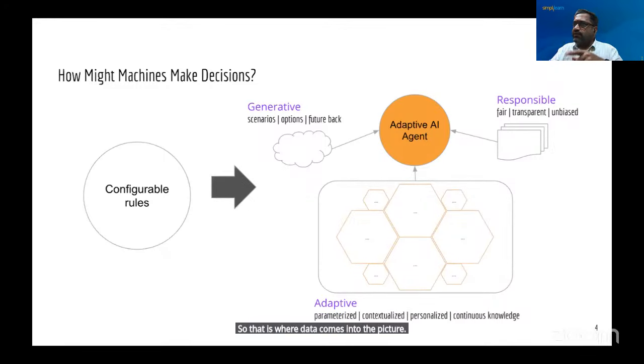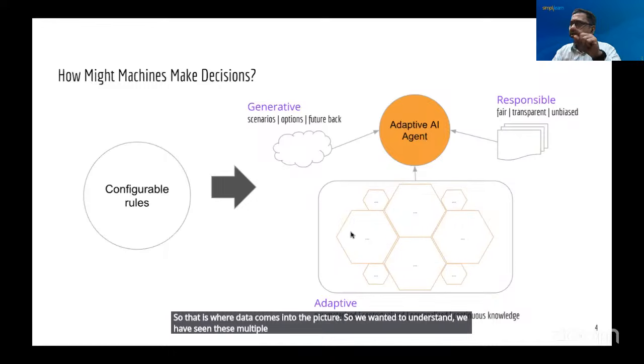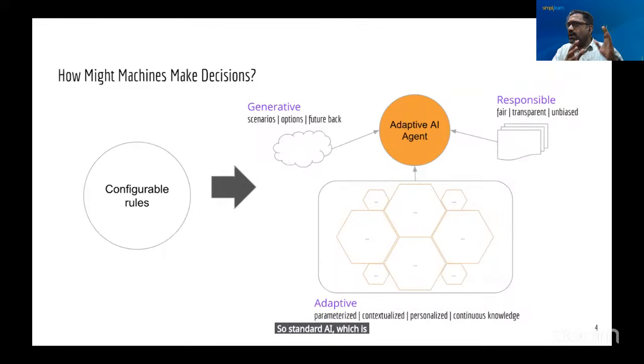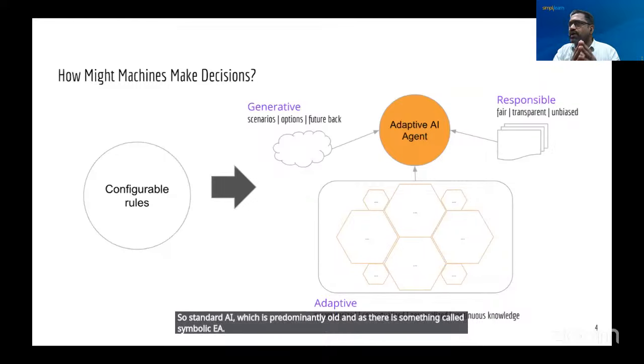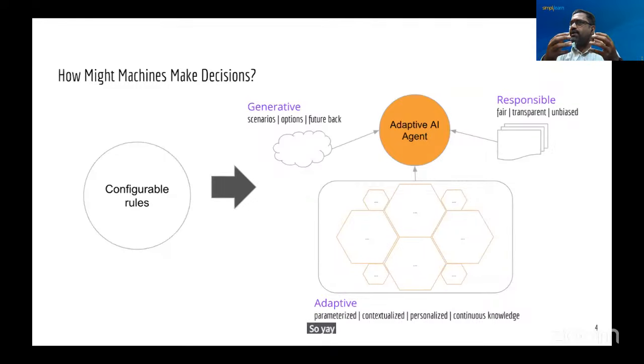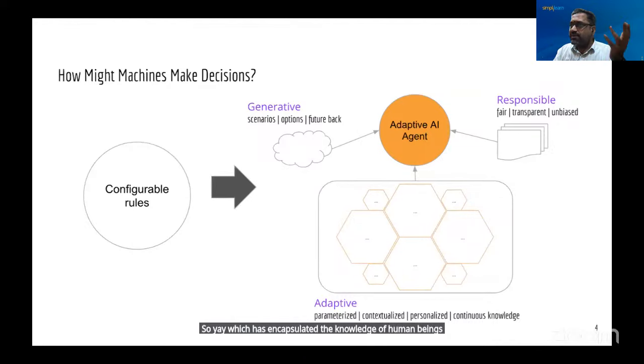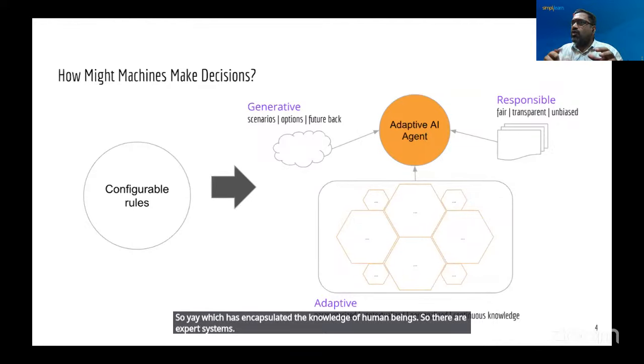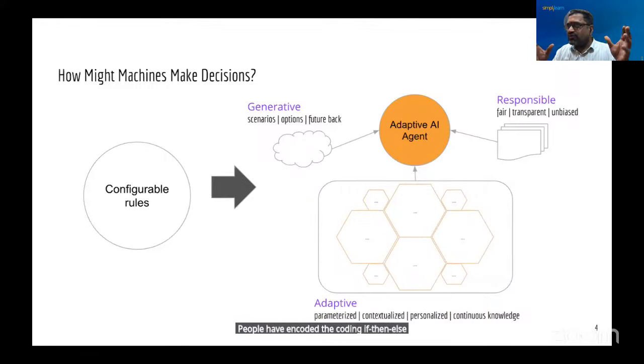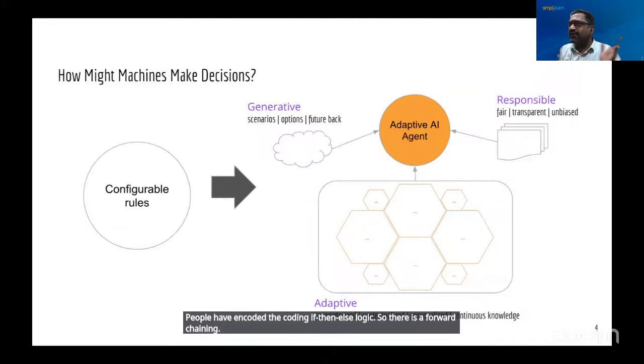So we have seen these multiple, different contexts that combine together to create a much larger scenario of the situation. That scenario evolves into multiple scenarios. So standard AI, predominantly in the olden days, there is something called symbolic AI. AI which has encapsulated the knowledge of human beings. So there are expert systems. People have encoded if-then-else logic. There is forward chaining, backward chaining, those kinds of systems wherein there is no training involved.